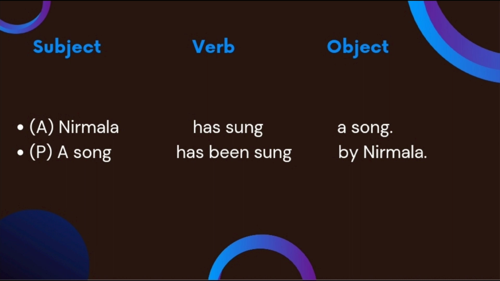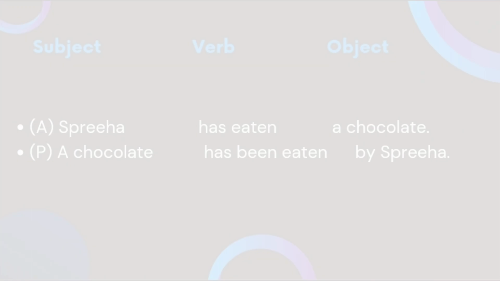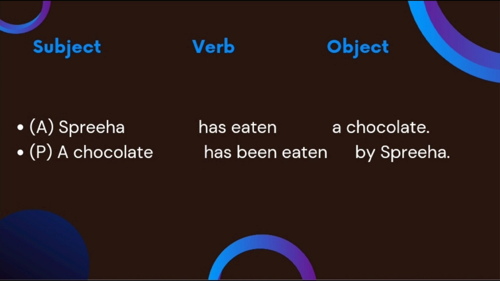Already the V3 form has been used in active voice, sung. In passive voice also, we have to use the V3 form or verb in past participle form. That's why sung. And subject is Nirmala, which will come in the place of object. That's why by Nirmala. Another example.